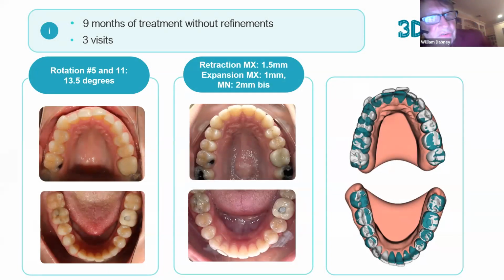This is also one that shows not only the amount of retraction and expansion, but also shows the amount of rotation on certain teeth. So you get a feel when you start looking in the mouth as to what will take, how much rotation is that? You can ballpark it. We're not going to measure 13 and a half, but you look at these cases and you start getting the feel.